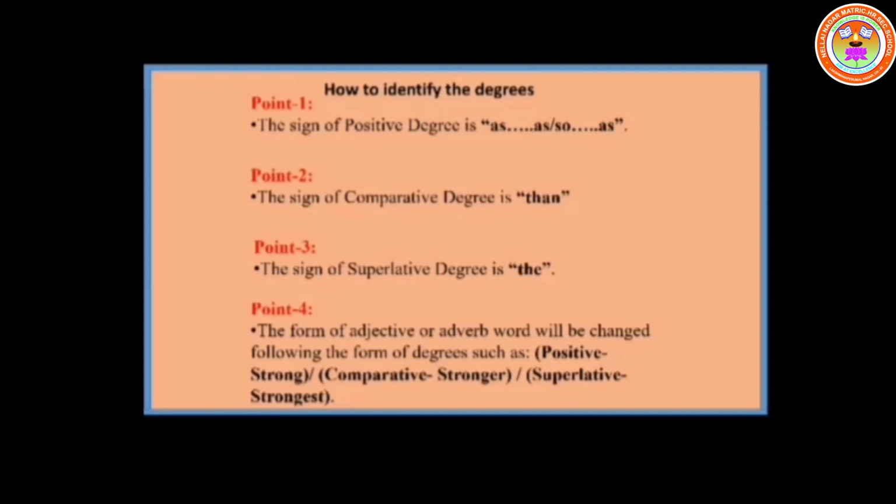Point 4 is the form of adjective or adverb word will be changed following the form of degrees, such as the adjective is strong means in the comparative degree it will be changed as stronger. ER will be added to the adjective, and in the superlative degree EST will be added to the adjective, strongest.